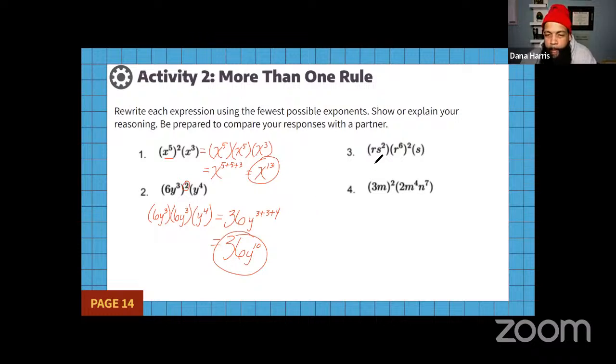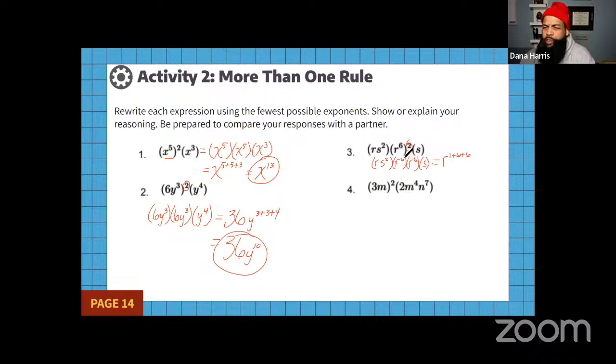Over here. So let's see what we have. rs to the 2nd power. And then I have r to the 6th power taken to that power. So I have another r to the 6th power. And then I have an s. So we don't have any coefficients, but let's see how many r's we have. So I have basically r to the 1 plus 6 plus 6 power.